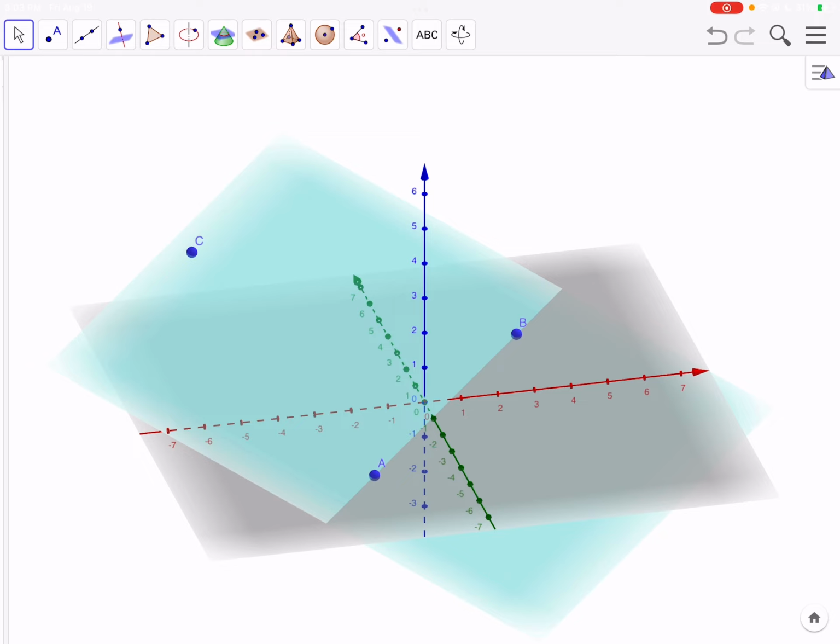All right, I'm going to draw real quick. I'm going to draw a line connecting A and B.